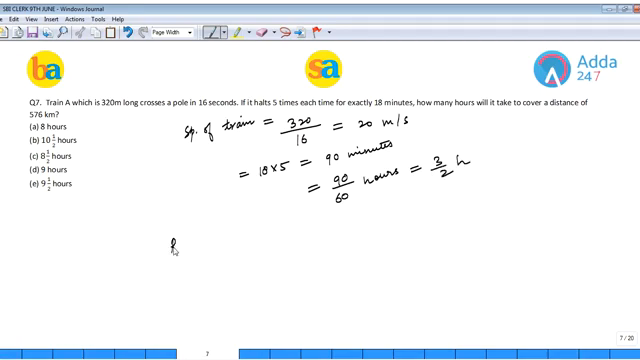So the required answer will be 576, that is the distance to be covered, upon 20, that is the speed of train, and we have to convert it in meter per second. So we'll multiply it by 18 by 5. Sorry, we have to convert it in kilometer per hour, plus 3/2. So the required answer will be 9 1 by 2 hours.